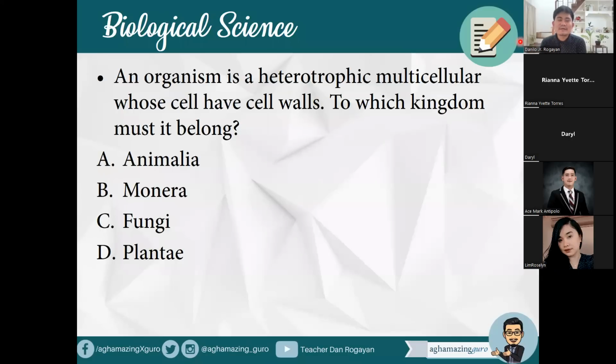Medyo iba-iba ang sagot natin na may C, but majority are C, then I can see A. So heterotrophic daw, tanggalin na natin ang Plantae. There are monerans which are heterotrophic also. So A, B, and C, multicellular. Tanggalin na natin yung monera. A or C? Cell wall. Siyempre, walang cell walls ang animal, so we resort to letter C, fungi, under the kingdom fungi.